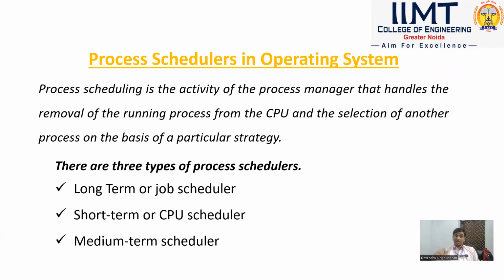Now this is also an important topic, the process scheduler inside our operating system. Let us discuss the scheduler. Process scheduling is the activity of the process manager that handles the removal of the running process from the CPU and the selection of another process on the basis of a particular strategy. Also, the types of process scheduler: long-term scheduler or job scheduler, short-term scheduler or CPU scheduler, and another one is the medium-term scheduler.